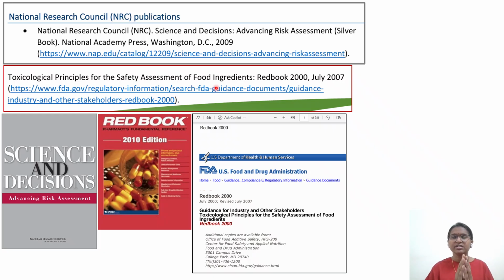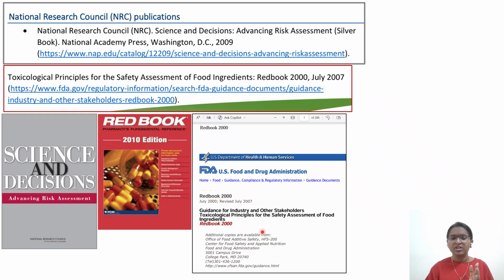What are the toxicological studies one has to do for establishing the safety of these food ingredients, like colorants? You're adding food dyes, colorants or taste enhancers like that. If you look into the FDA website now, you'll come across this one, Red Book 2000. This is the book. Guidance for industry and other stakeholders, toxicological principles for the safety assessment of food ingredients. It is around 286, around 300 pages textbook. They have clearly discussed various toxicological studies, their principles, and how they need to be conducted.